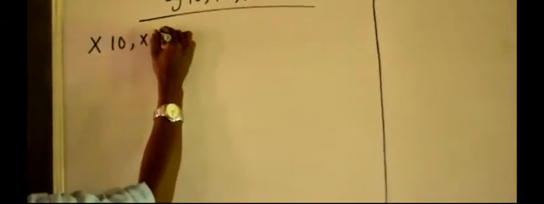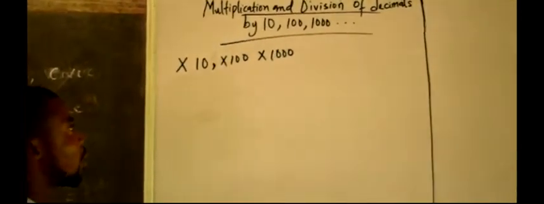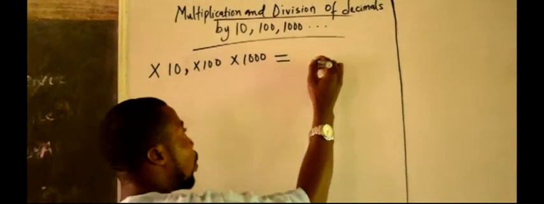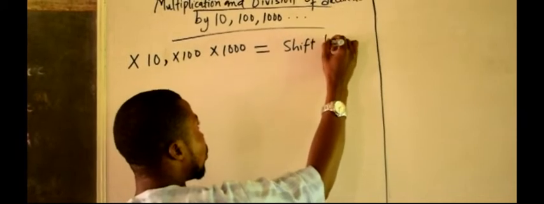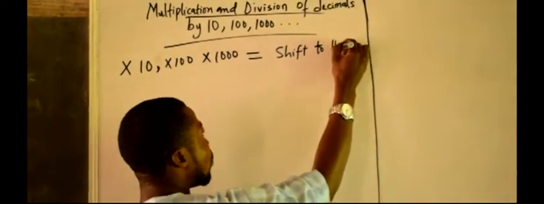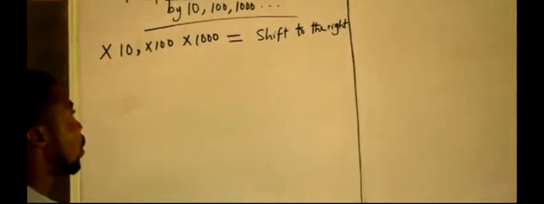by 100. If you are multiplying by 10, if you are multiplying by 100, if you are multiplying by 1000, and so on and so forth, what will happen here is that the point will shift to the right. The point will shift to the right.